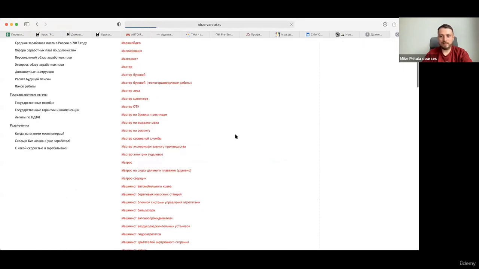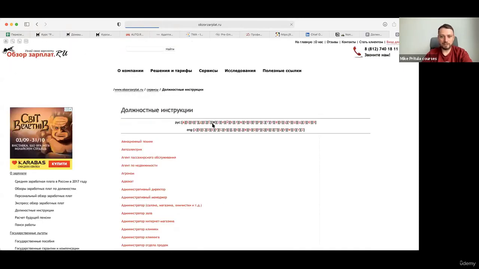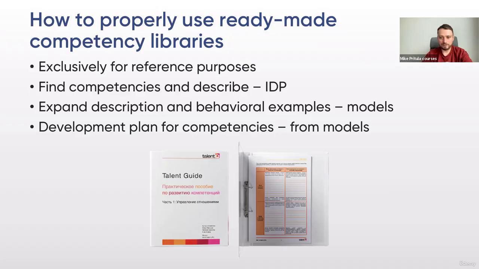For example, I was once asked about a director of an online store, and I found a very good description. That's the kind of catalog you have too. So we've explored different ready-made tools, and how to use them. It's important that your work doesn't just turn into assembling Lego without understanding the essence of your employee's work.